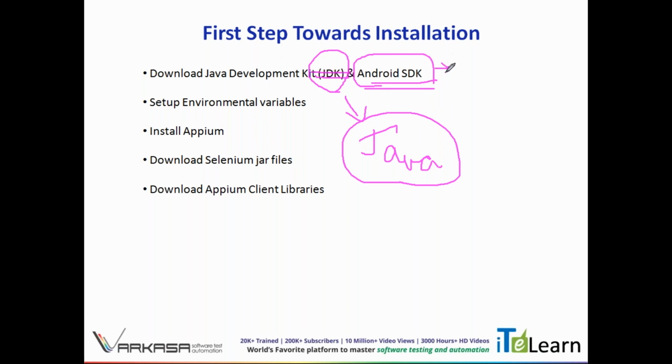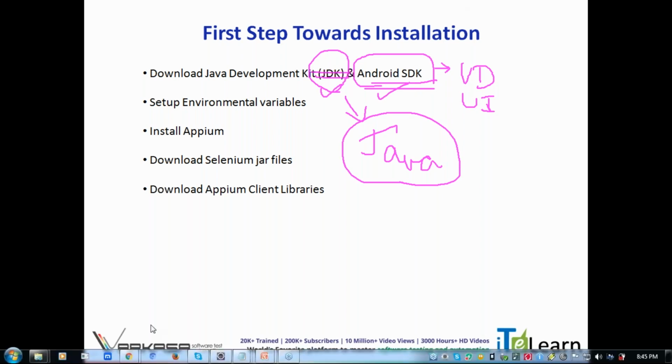So this helps us create a virtual device, an emulator, and it also has one more tool called UI Automator Viewer, which helps us to interact with the native app and find elements on it. You'll understand this in detail when we are using it. So for now, just have JDK and Android SDK installed in your machine. I'll show you how to do it.